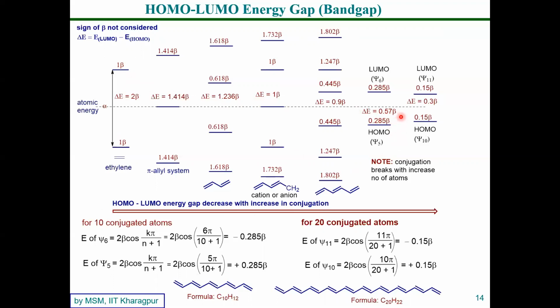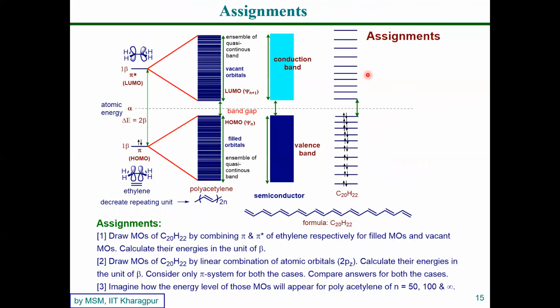In the next slide it will be clear that this is actually one assignment I am going to discuss, so I'll come back to that point later on. Here, this is your assignment. This is pi and pi star, and I'm reading this assignment. Draw the image of C20H22, the molecule which I discussed earlier. We have calculated only the HOMO-LUMO energy. By combining, you just take pi star and try to combine them in whatever possible way to construct all these empty molecular orbitals.